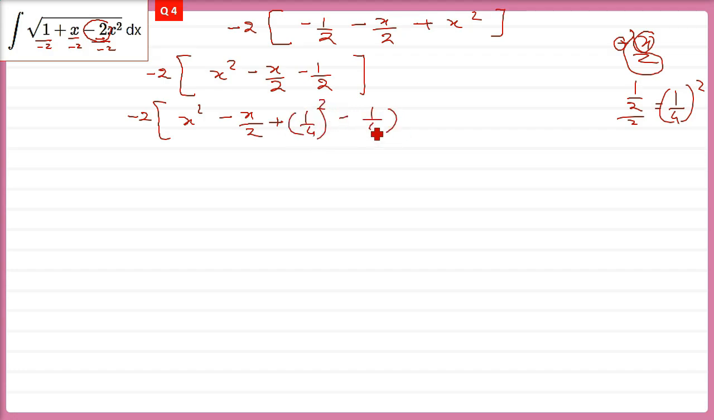Then you subtract (1/4)². And then we have a negative half also. So a² + b² − 2ab, so (x − 1/4)². And this is −(1/4)² − 1/2.